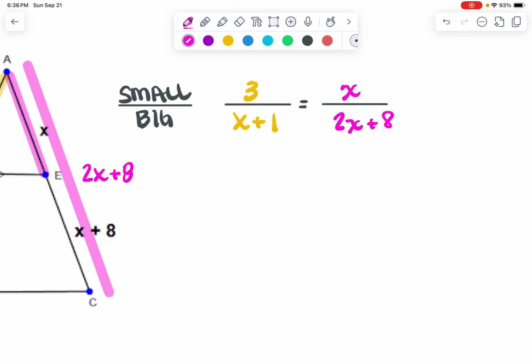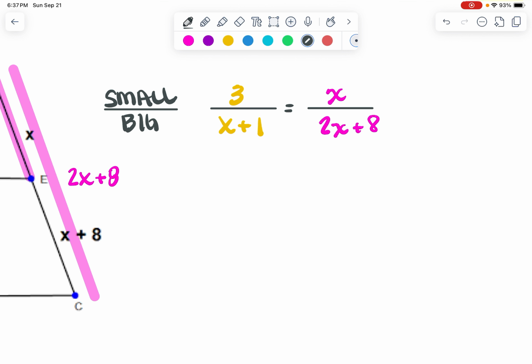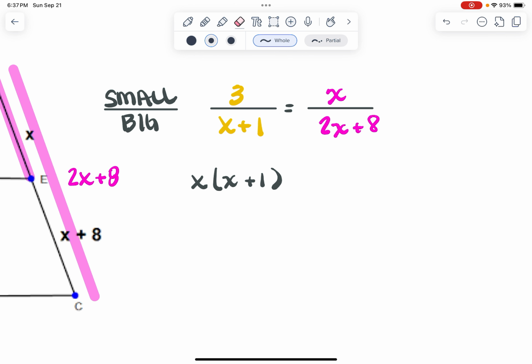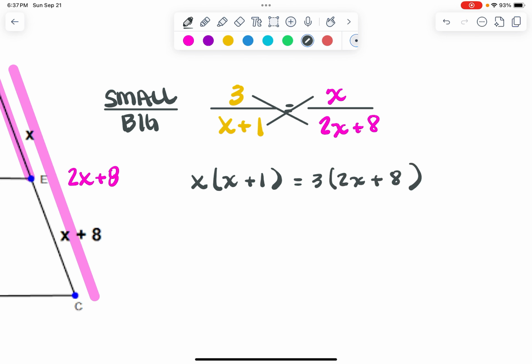Now, I'm hoping you see right away that this one's a tad bit more challenging or lengthy. It's not that difficult, but it is definitely a lengthier problem, because when I cross multiply this way, I get x times x plus 1. I'm going to write that out so I don't lose anybody. When we cross multiply this way, we multiply x times x plus 1. And when I cross multiply this way, I get 3 times 2x plus 8. So a lot of distributing happening here.